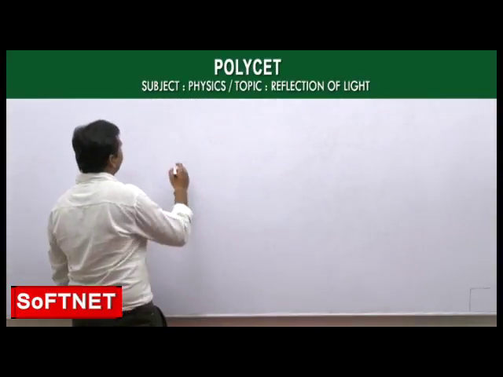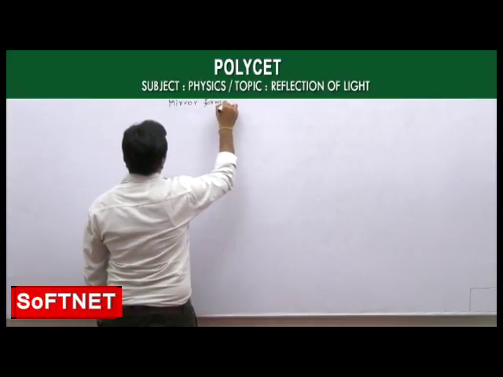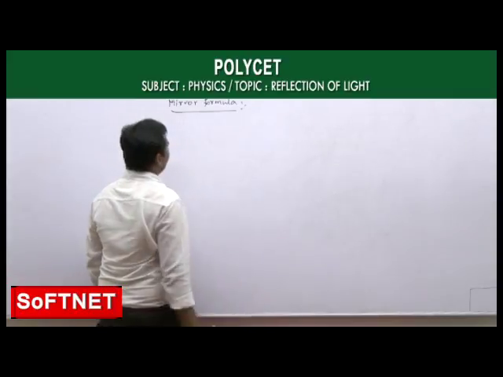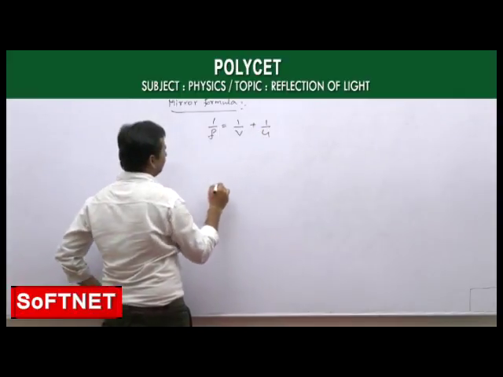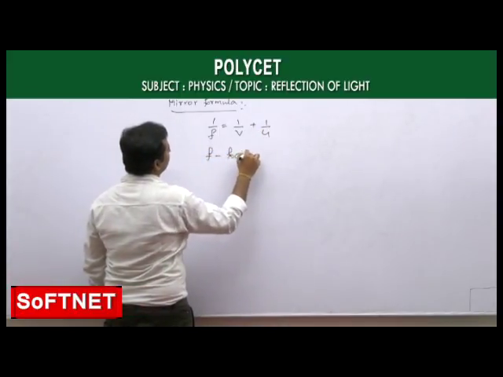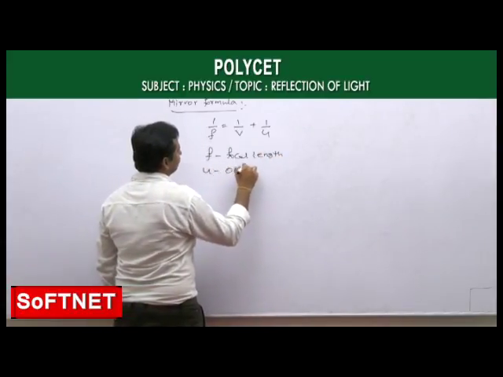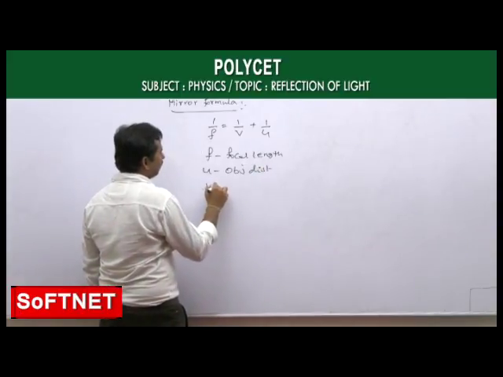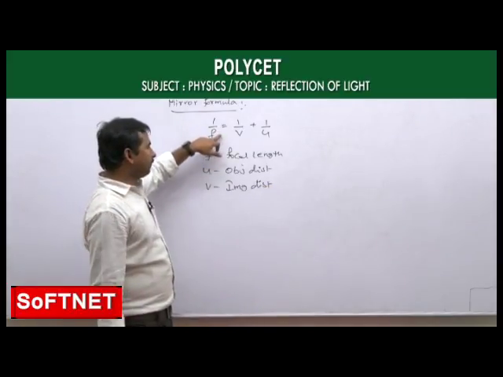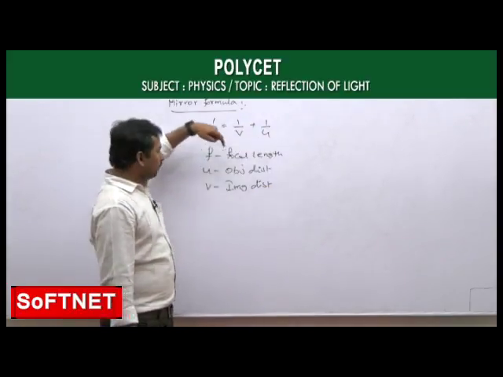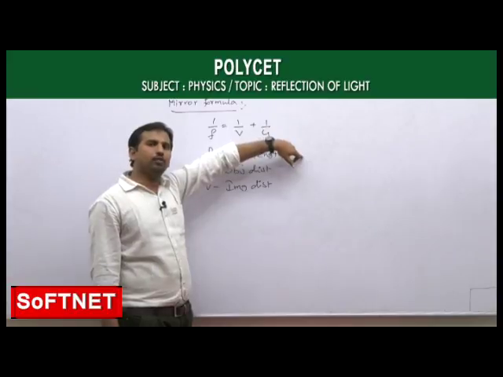Now after magnification, we will see the mirror formula. The mirror formula is 1 by f is equal to 1 by v plus 1 by u, where f is the focal length of the given spherical mirror, u is the object distance, and v is the image distance. See the formula again: 1 by f is equal to 1 by v plus 1 by u, where f is the focal length. Focal length is nothing but the distance between the pole and the focus.